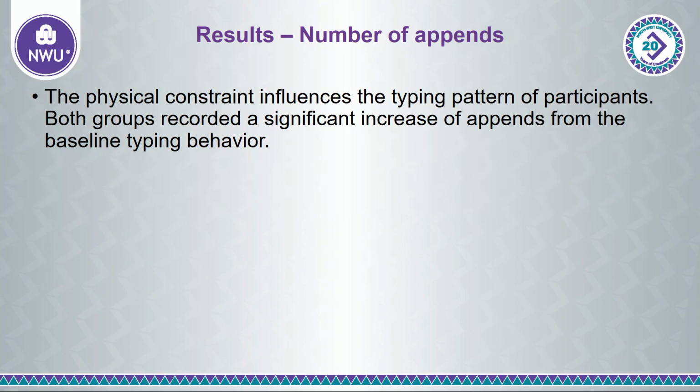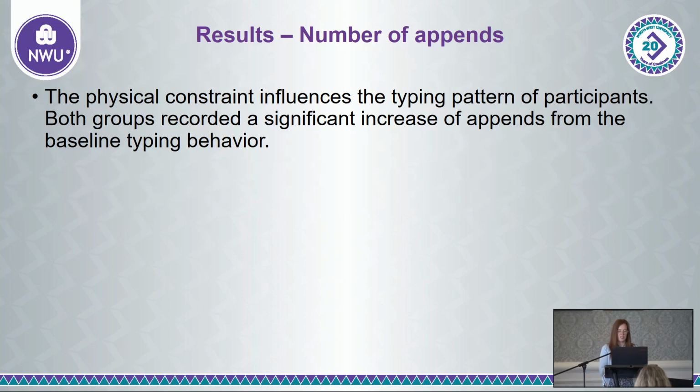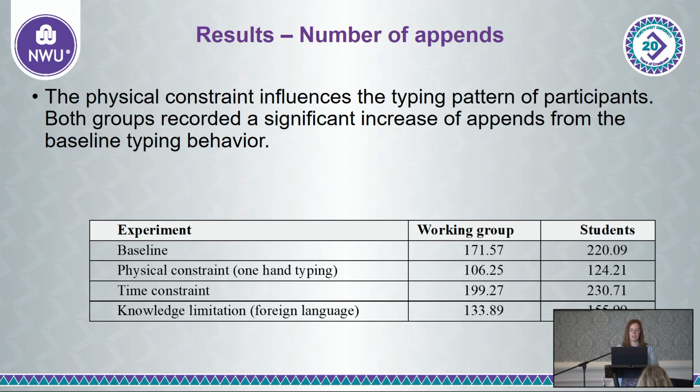If we move on to the number of appendages, which is the deletions, changes, everything: the physical constraint influences the typing pattern of participants. Both recorded a significant increase in the number of appendages from the baseline typing behavior. So you can see it follows the same pattern. It's 38% for the physical constraint, 22% for the knowledge constraint, and a 16% increase for the time constraint.